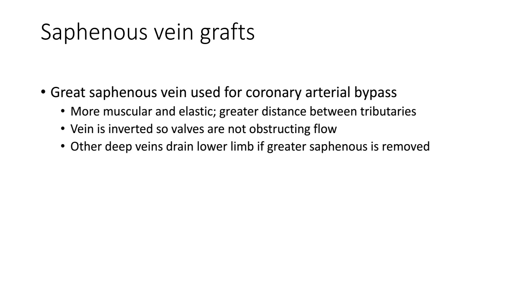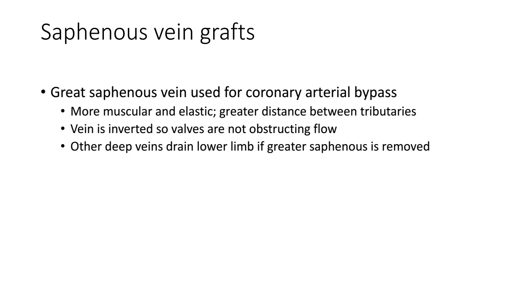There's another thing too, the saphenous vein grafts. The great saphenous vein can be used as a transplant for coronary arterial bypass. The great saphenous vein is really muscular and elastic, and there is a much greater distance between tributaries in the great saphenous vein, so they don't have to worry so much about little openings and other veins leading away from the great saphenous vein. So it's a lot easier to use in coronary arterial bypass. Not as many holes, basically.